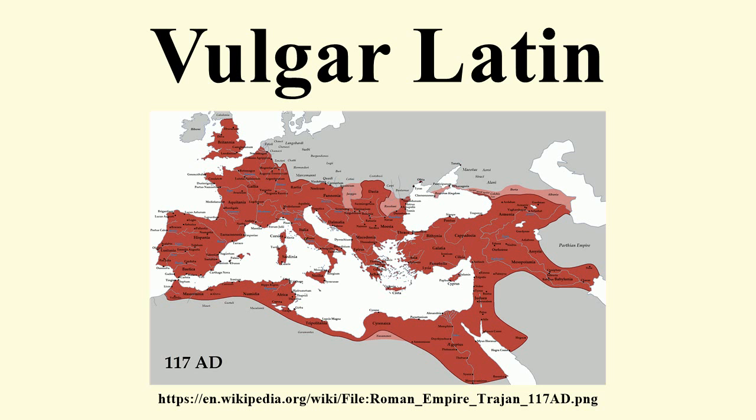Lenition of stops. Areas north and west of the La Spezia-Rimini line lenited intervocalic p, t, k to b, d, g. This phenomenon is occasionally attested during the imperial period, but it became frequent by the 7th century. For example, in Merovingian documents, rotatico became rodatico. Loss of word-final m.